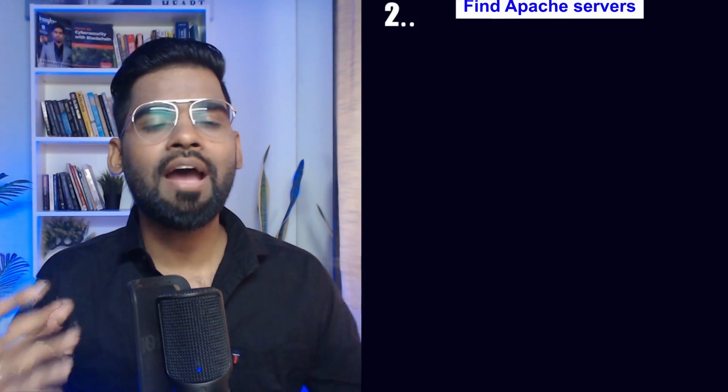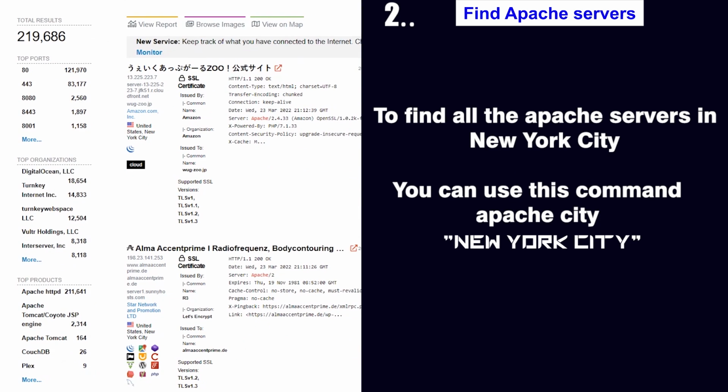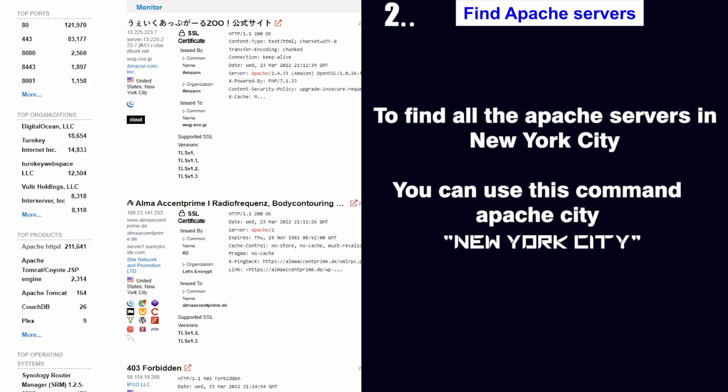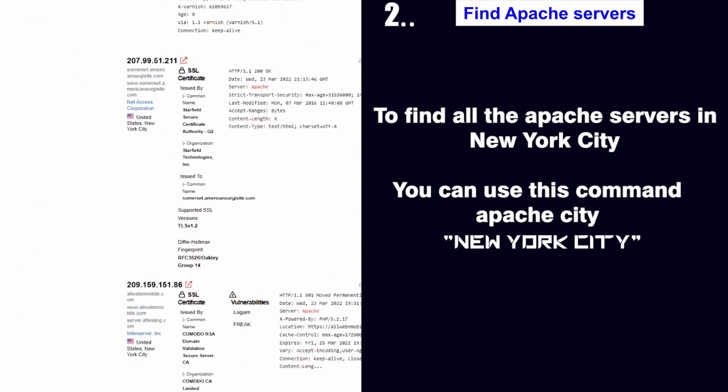Second is finding the Apache servers. Now to find all the Apache servers in New York City, maybe you can use the command Apache city and then specify the city name, New York City, right?